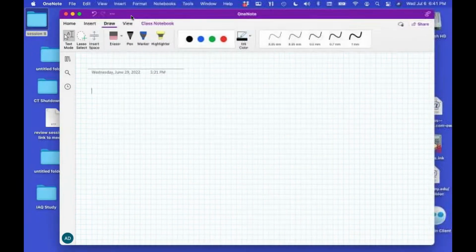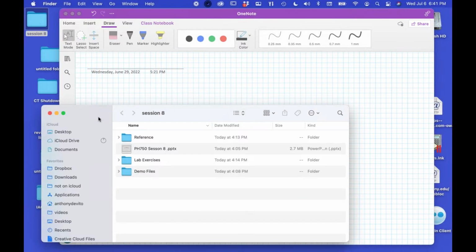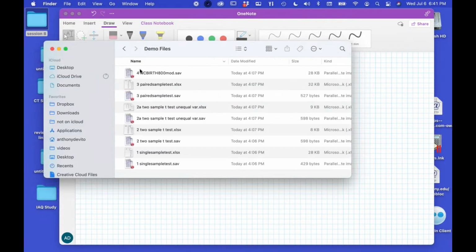Okay, so now I think still under the lecture portion, there are a bunch of files there. I'll show you what they look like right now. They are these demo files, and I'll put them in order: single sample test, two sample tests, unequal variance, paired sample test, and our ubiquitous North Carolina birth data.